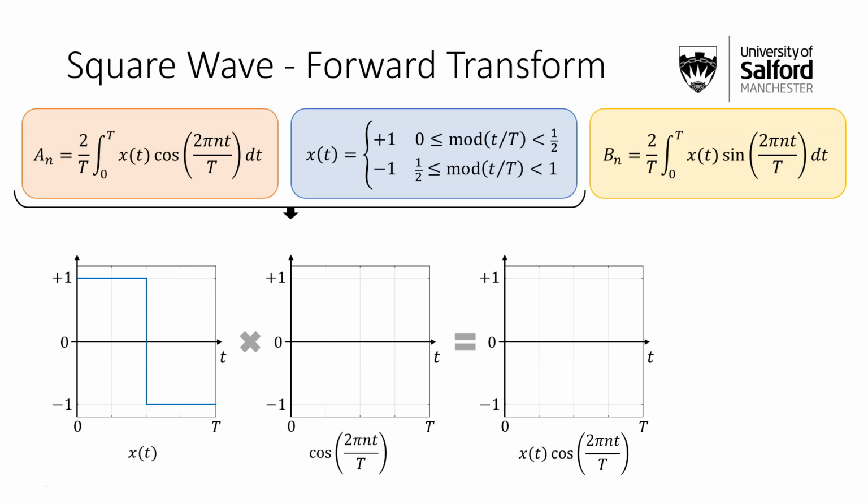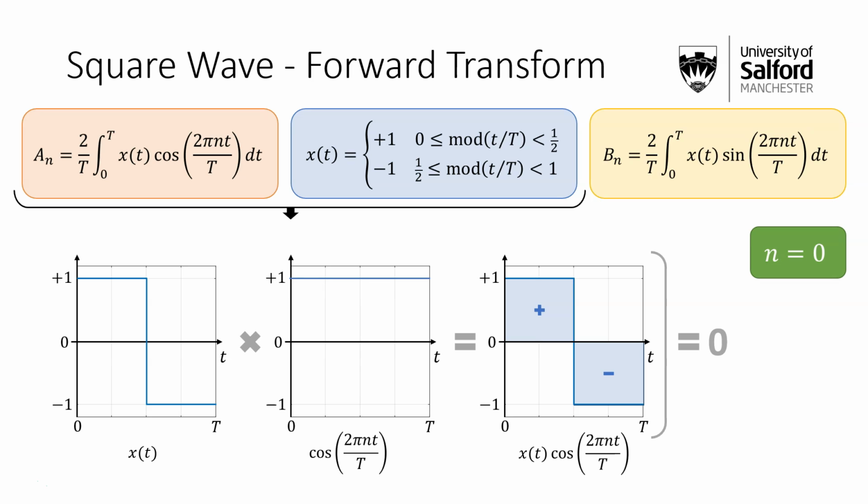So here's one period of our square wave. And let's look at n equals 0 first of all. So this is the DC component. We're doing square wave times constant, which gives you, of course, just the square wave. You integrate that, as much of it is positive as negative, so it integrates to 0. The mean of the square wave is 0. We could see that from the graph, to be honest.